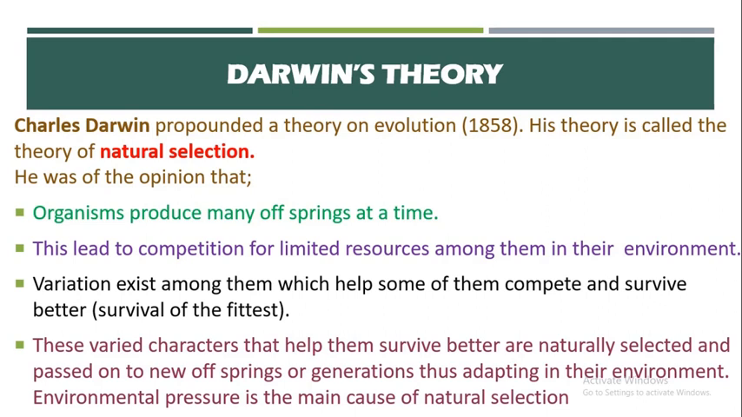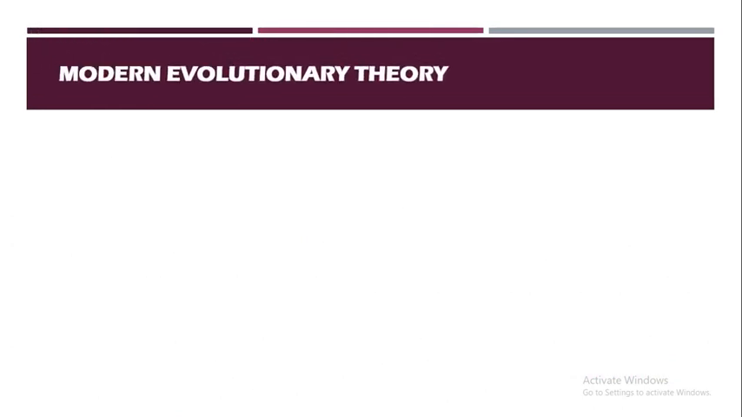Now, he is saying that this variation or character that helps them to survive can then be inherited, can be naturally selected and then transmitted from one generation to another. Did you get that? Yes, I know you do. So let's move on to the last aspect. And so we want to look at the modern evolutionary trend.